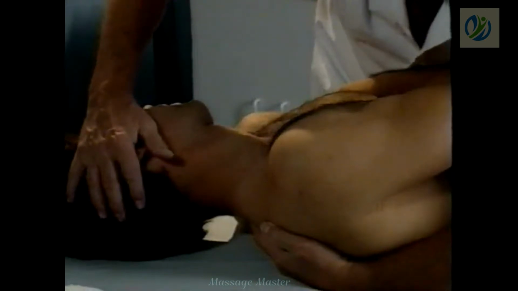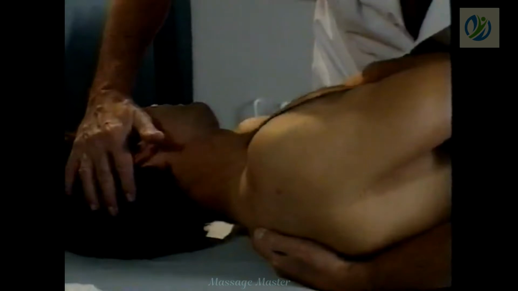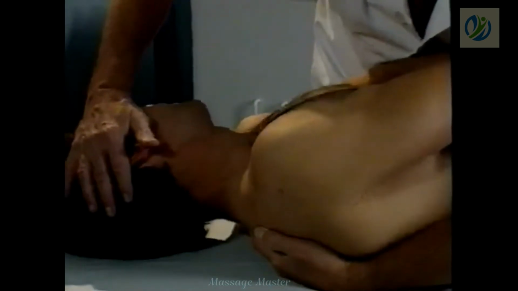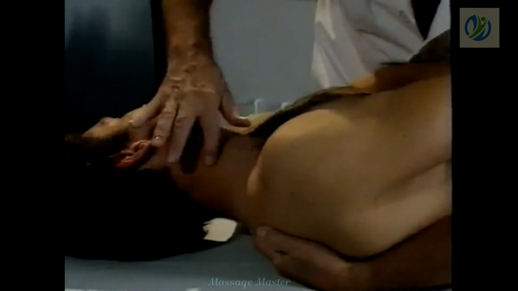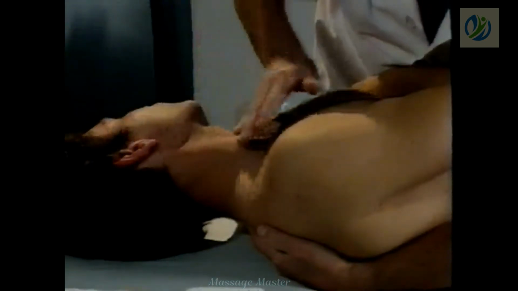Take a deep breath in, Mark. Lift your head off the table. Lift straight up. Relax. And you'll notice that the scalene muscles contract when I ask him to flex his head. That will deal primarily with the pump handle component.